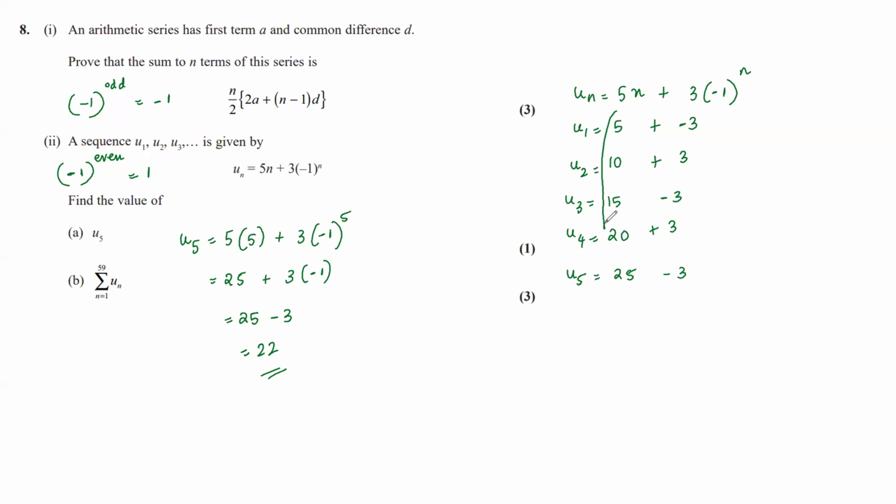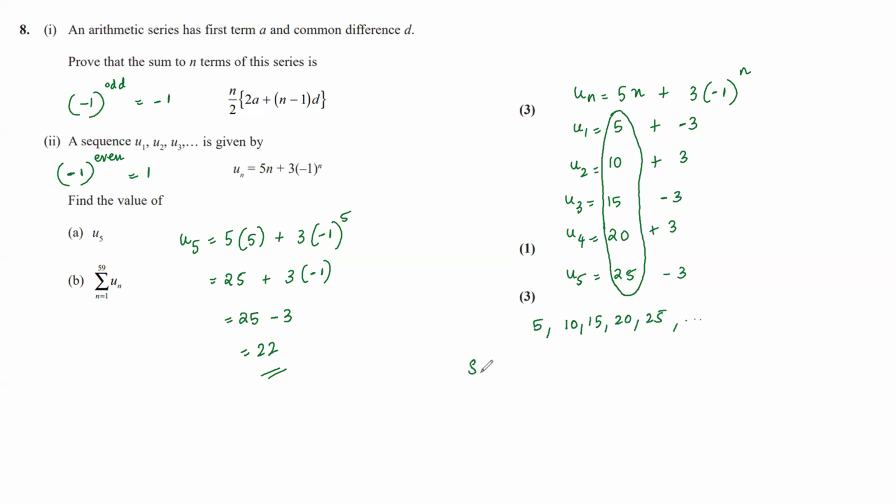5, 10, 15, 20, 25. This forms an arithmetic sequence with the first term as a and common difference as d. And then we have minus 3 plus 3 minus 3 plus 3 recurring. So what we can do is, first let's find out the sum of 59 terms of this arithmetic sequence. That is 5, 10, 15, 20, 25, etc.